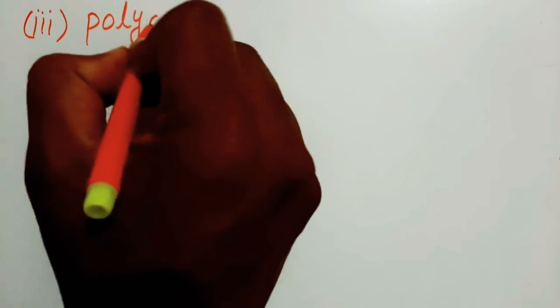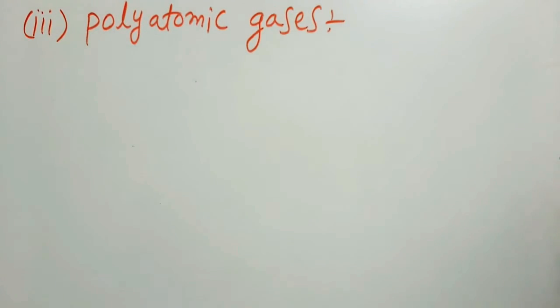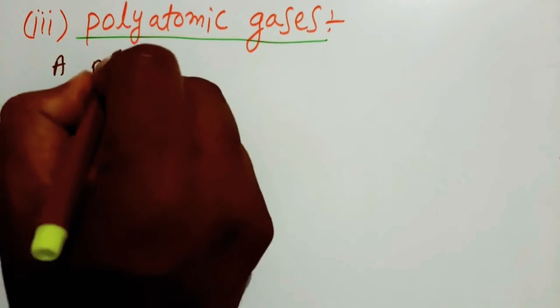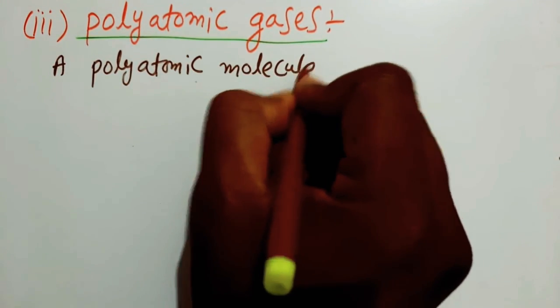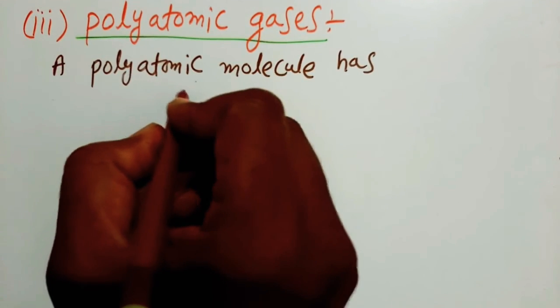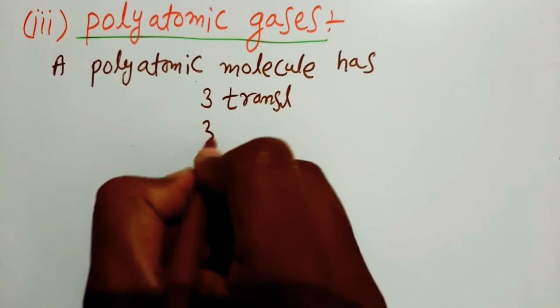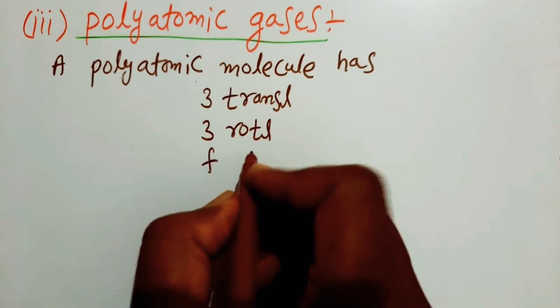Here I am taking polyatomic gases. A polyatomic molecule has three translational degrees of freedom, 3 rotational degrees of freedom, and f vibrational modes.